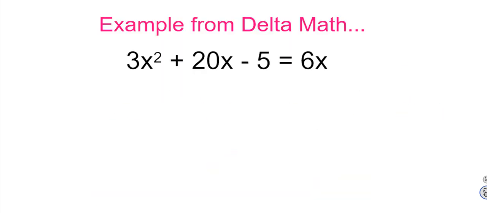Where'd my problem go? All right. Example from Delta Math. All right, so here we go. You're going to be obviously doing Delta Math. Your test is on Delta Math for this unit. So this looks different because we have something on that side. So let's get rid of it.